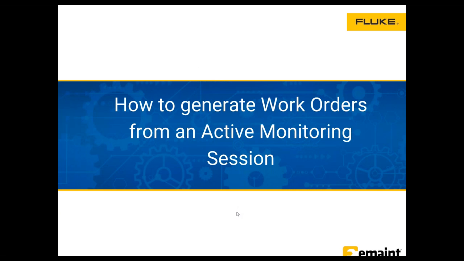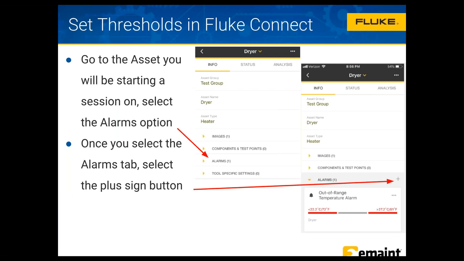So, how to generate work orders from an active monitoring session. This was a relatively newer feature that came out within the last few months with eMaint and Fluke's integration. And essentially, there are thresholds that get set up inside of the Fluke Connect account on your asset. You'll go to alarms after you select your asset, and from there you'll hit add using the plus sign button.